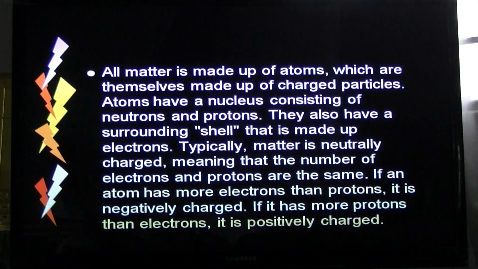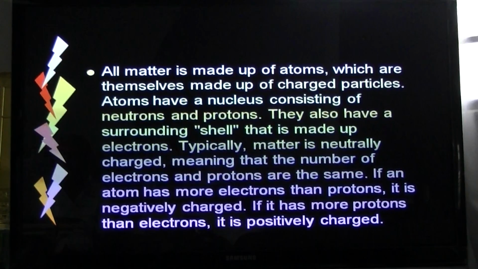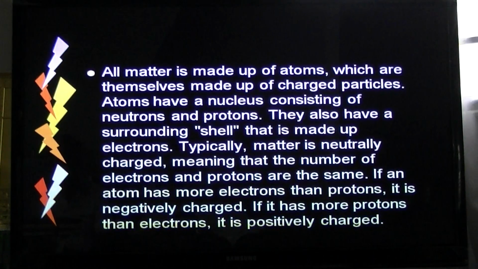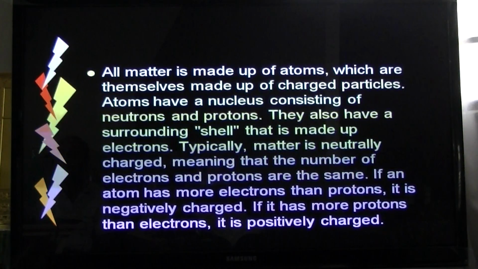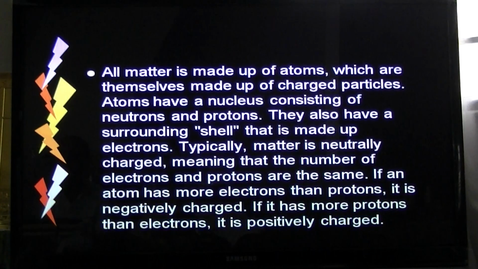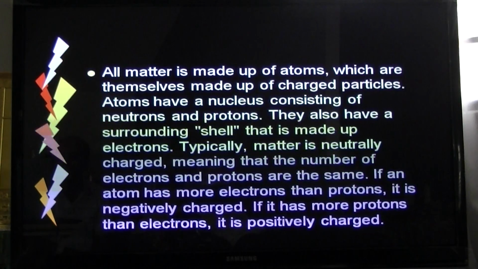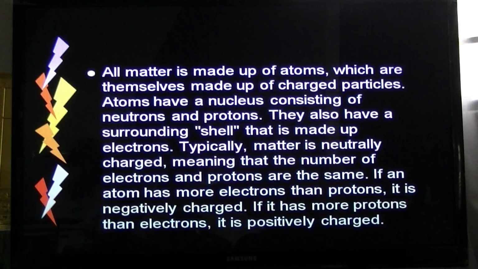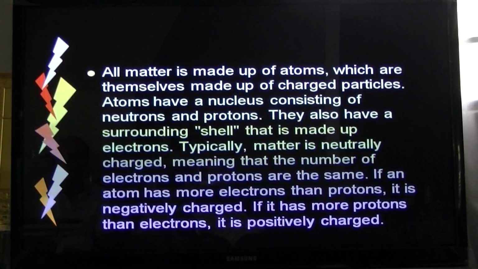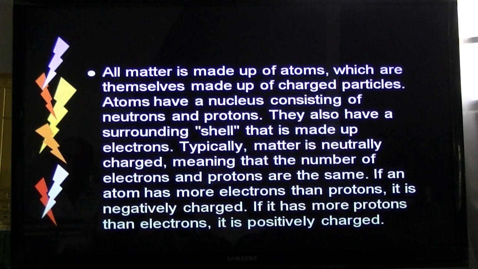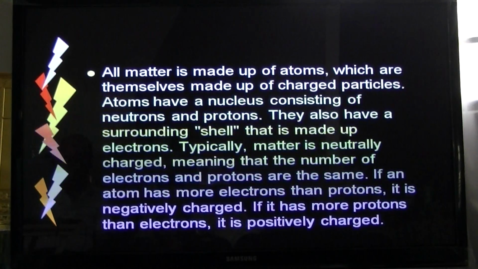All matter is made up of atoms, which are themselves made up of charged particles. Atoms have a nucleus, which consists of neutrons and protons. They also have a surrounding shell that is made up of electrons. Typically, matter is neutrally charged, meaning that the number of electrons and protons is the same. If an atom has more electrons than protons, it is negatively charged. If it has more protons than electrons, then it's called positively charged.